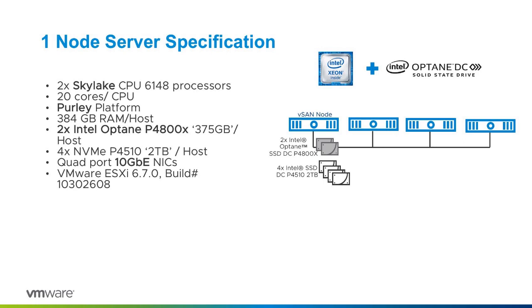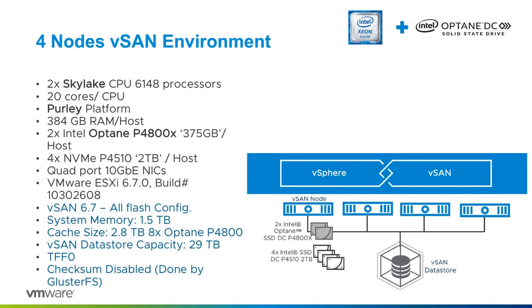And each server runs ESXi 6.7 version, which is the up-to-date release by VMware. For the vSAN environment, we have created one vSAN data store from these 4 servers, and it's vSAN 6.7 in an all-flash configuration. And the system memory is the aggregate memory, and the cache and storage capacity are the aggregate of these 4 servers. We have FTT=0 for the fault tolerance, and we have disabled the checksum because the checksum is already done by Gluster file system. So there is no need to have dual checksum also by the vSAN data store.